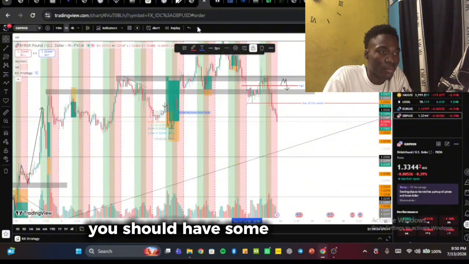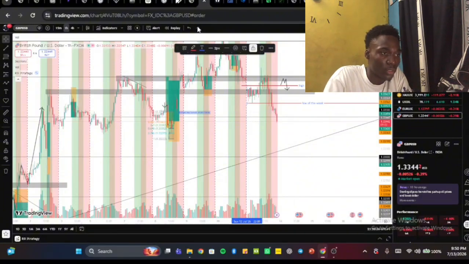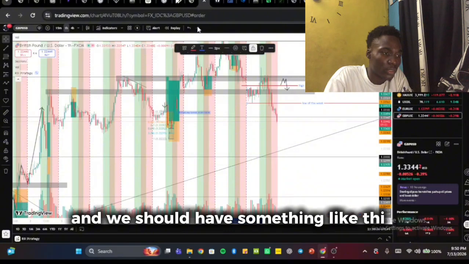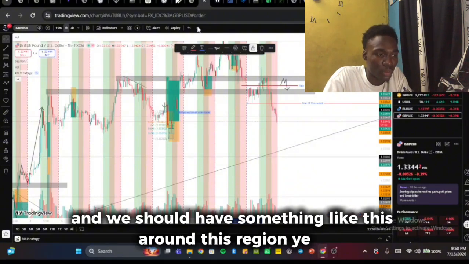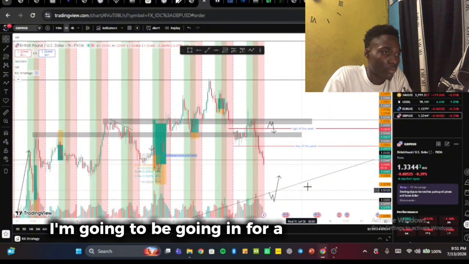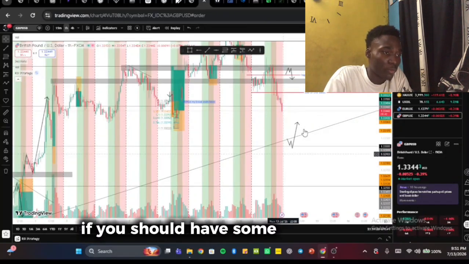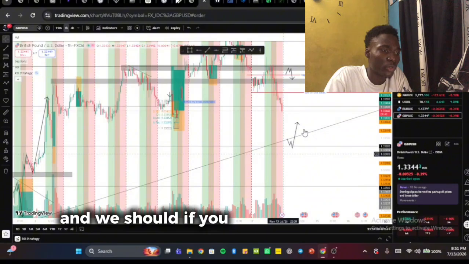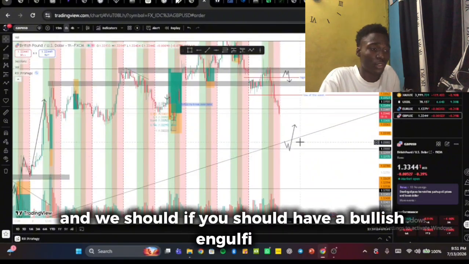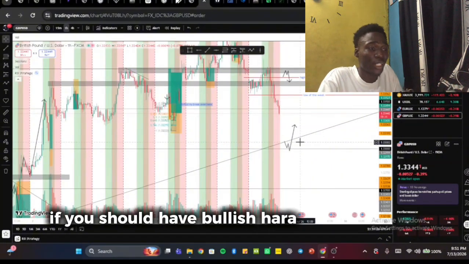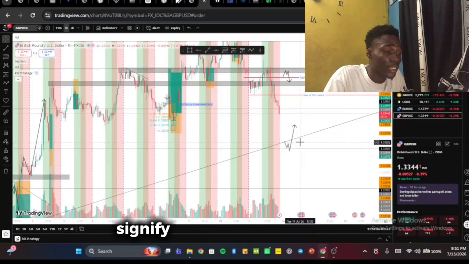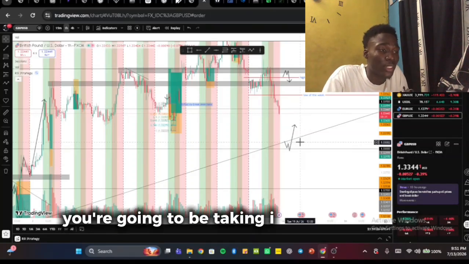We should have something like this. We should have something like this around this region. Yeah, we're going to be going in for a buy. We should have something like this. We are going to be going for a buy, and we should have a bullish engulfing. We should have a bullish RME around this region, signifying presence of buyers. We are going to be taking it.